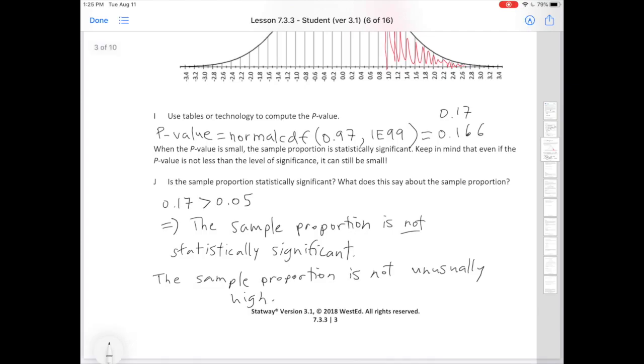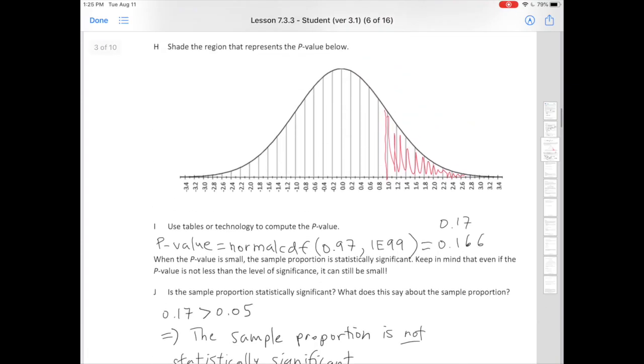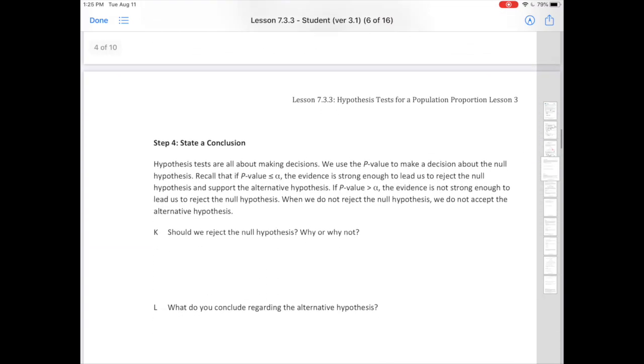If we look here at the picture, we can clearly see that it wasn't that weird, the value that we got. It wasn't even one full standard deviation away from the mean. It's definitely not weird enough that it would lead us to reject the null hypothesis.